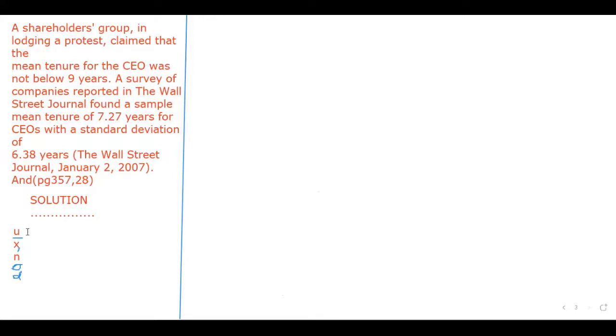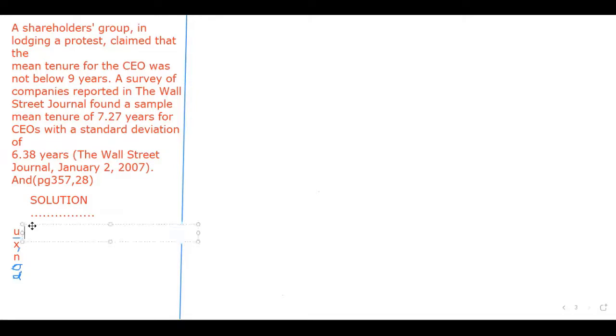So here, a shareholders group in lodging protest said the tenure was not below 9 years. So which sign are we talking about? Was not below. That means it was above. Yes, so it's not below 9 years. So that means it's greater than or equal to. Yeah, greater than or equal to for the H0, and the H1 is less than 9.